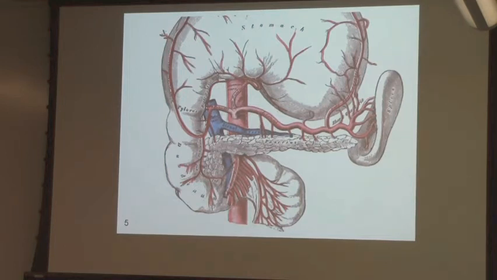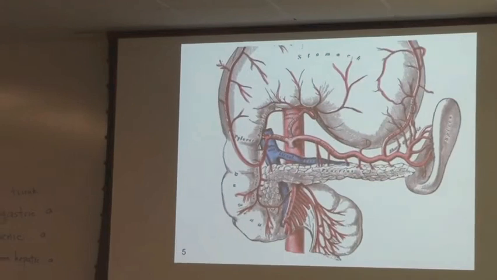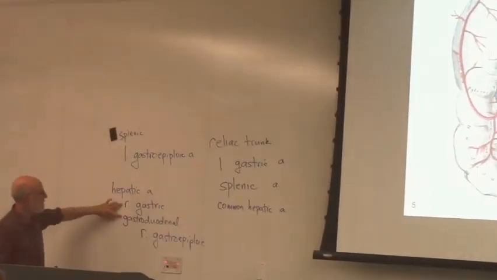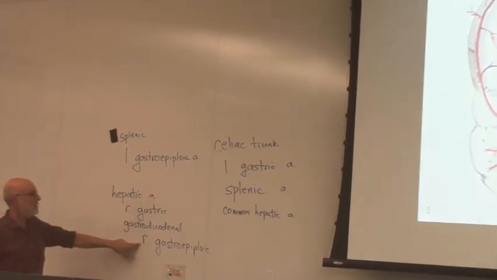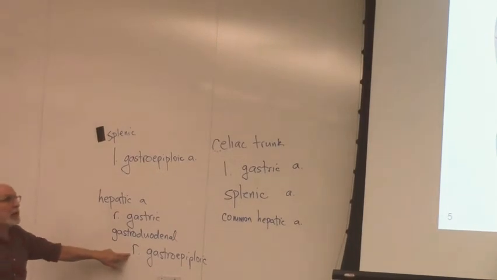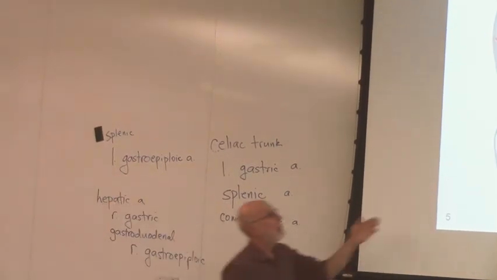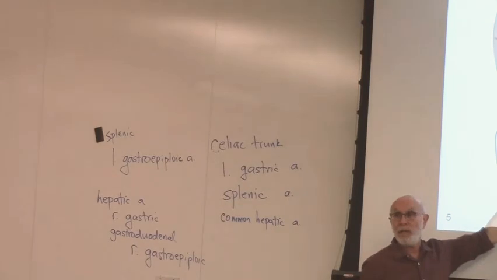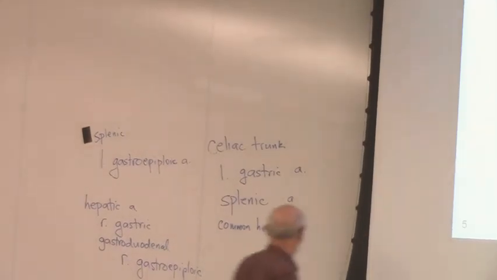So I'm trying to make this sort of like an outline. Celiac trunk gives rise to these three. Splenic gives rise to this. Hepatic gives rise to these two. And gastroduodenal gives rise to the right gastroepiploic, as well as arteries that feed the duodenum, as the name would suggest.